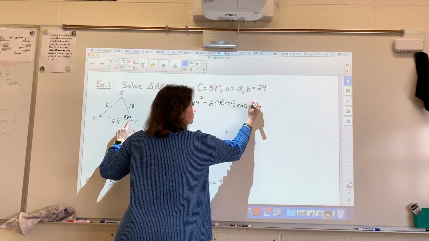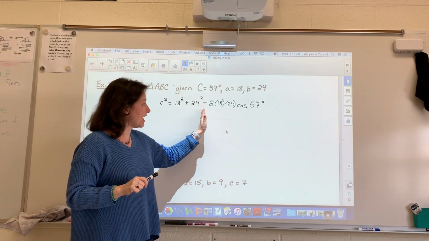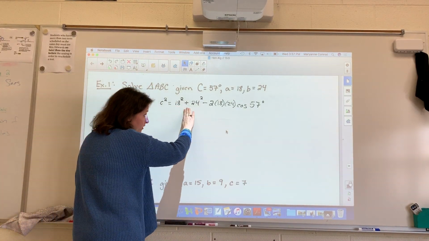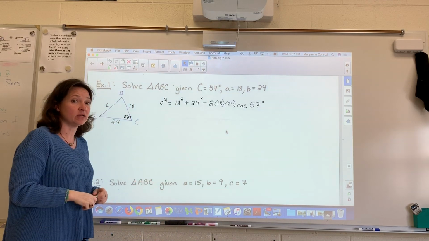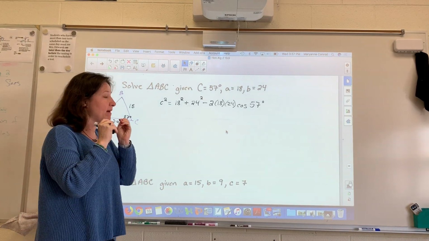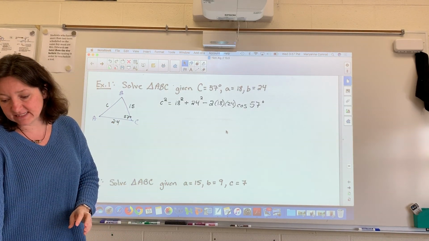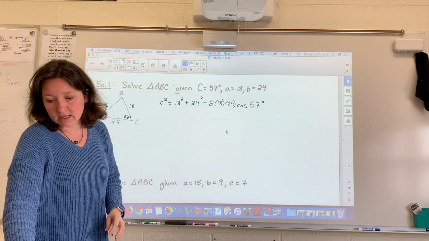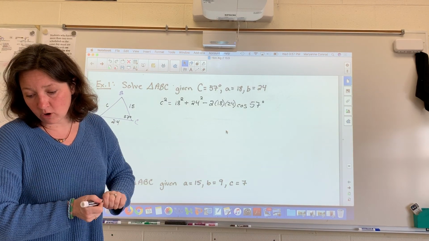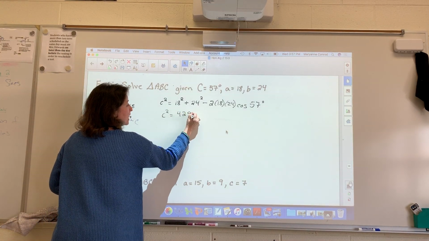which is 57 degrees. At this point, you would put everything on that right side in your calculator. As long as you're in degree mode, you can enter this entire side in this step. So you can put 18 squared plus 24 squared minus 2 times 18 times 24 times cosine 57, and it should come out to be 429.4 according to the book. So we end up with c squared equals 429.4.